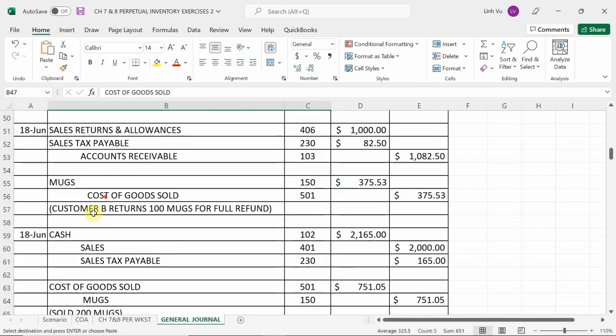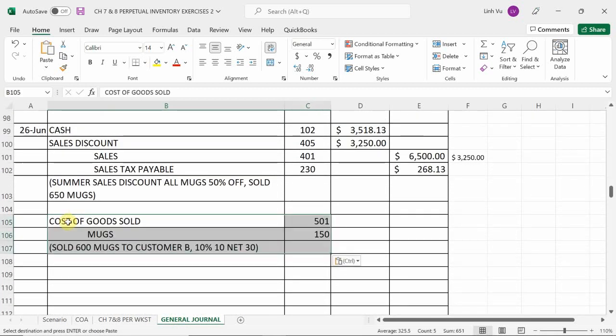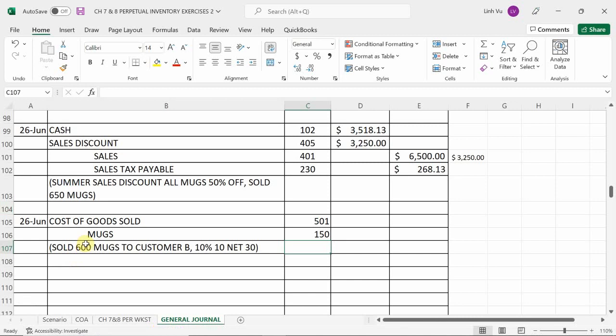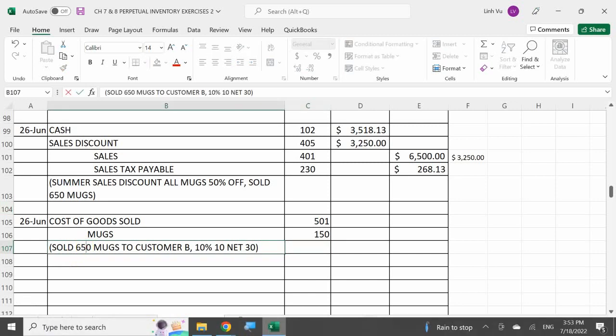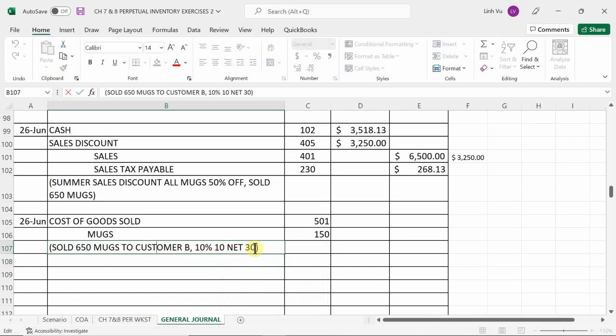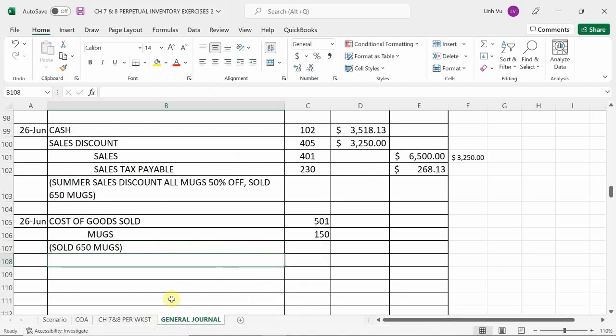If I sold 650 mugs, what does that mean? We sold the 650 mugs from the last batch we received. Good. So in this case, I need to adjust my inventory, okay, to take out those 650 mugs that we sold. Whoops, not to customer B. Okay. So in this case, let's go ahead and figure that amount out.